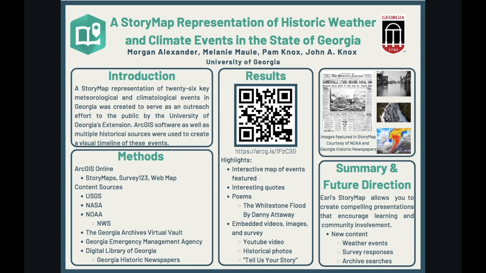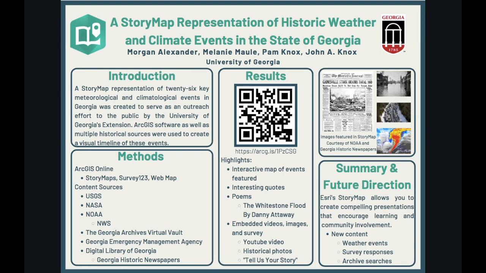A story map representation of 26 key meteorological and climatological events in Georgia was created to serve as an outreach effort to the public by the University of Georgia's Extension. ArcGIS software, as well as multiple historical sources, were used to create a visual timeline of these events.